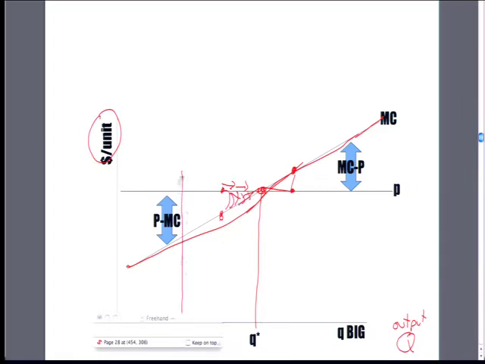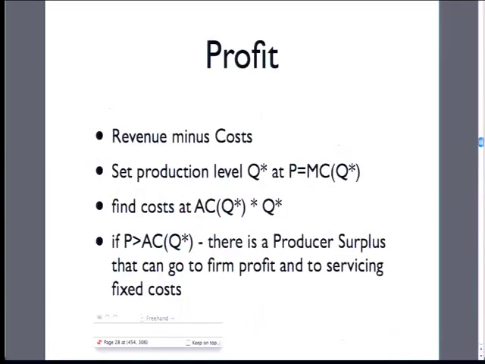So if we're producing down here, we're leaving money on the table. There's a whole bunch of extra units that would get us increased profits. So this point here is the point that's the highest amount of profit that this venture could make. So profit, back to profit, revenue minus cost.